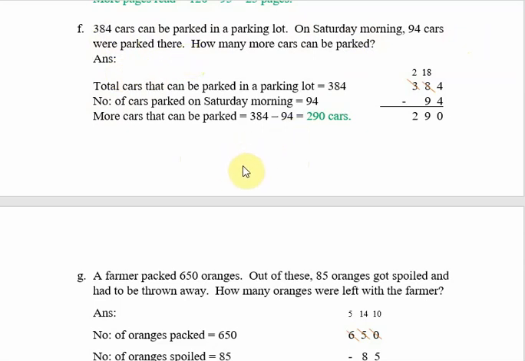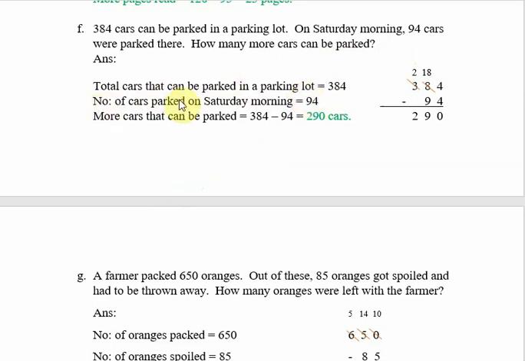So, on Saturday morning, in that parking lot, 94 cars were parked. So, how many more cars can be parked? We have to find out how many more cars can be parked in that parking lot. So, let us write the total cars that can be parked in a parking lot. Otherwise, the maximum number of cars that can be parked in that parking lot is 384. That is, 384 is the capacity of that parking lot.